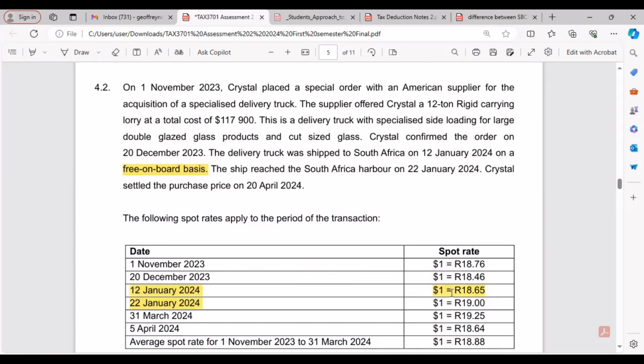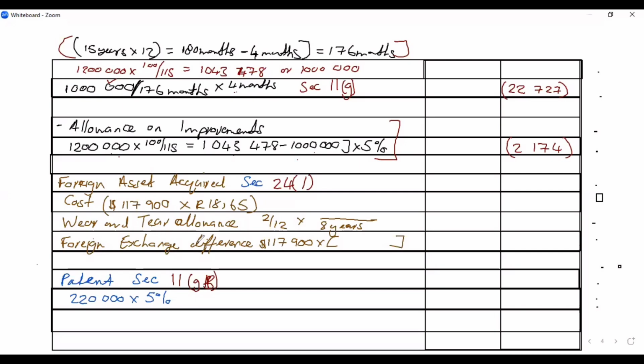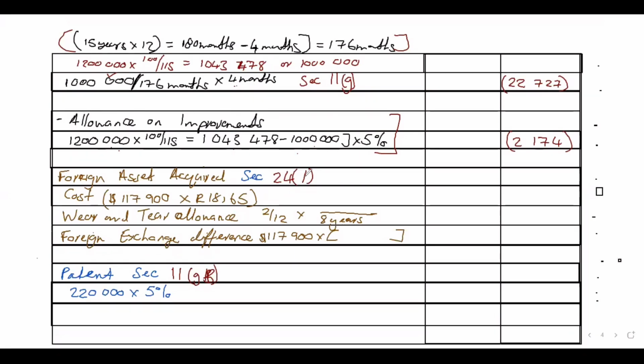What was the rate? $1 was 18 rand 65 cents. So we convert that figure. That becomes your new cost. That's where everything starts from. Right. So this is section 24L. Section 24L is what governs foreign acquisition of assets.